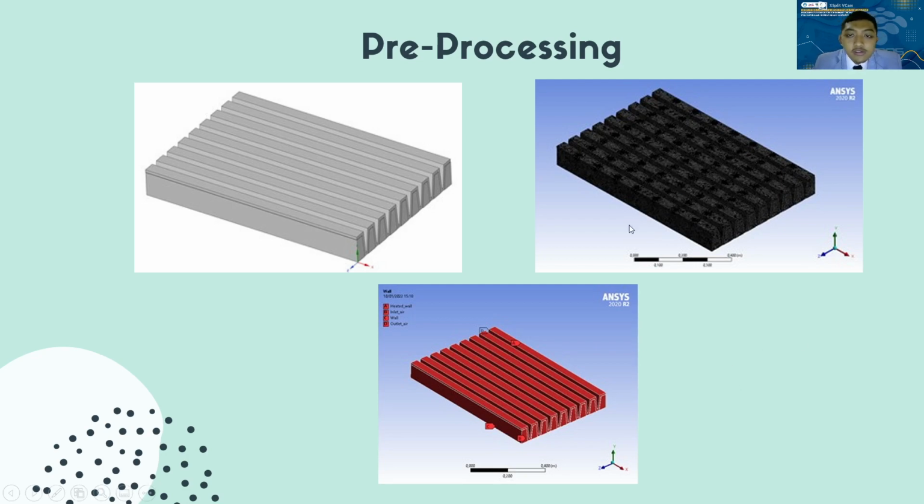After the meshing is done, we can do the name selection for the boundary condition. And there are 4 boundary conditions in my geometry. There are heated wall, inlet air, wall, and outlet air.